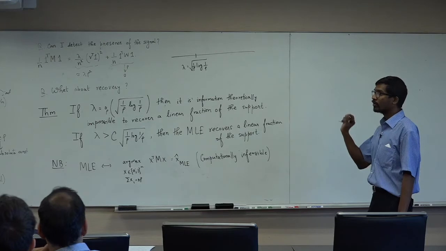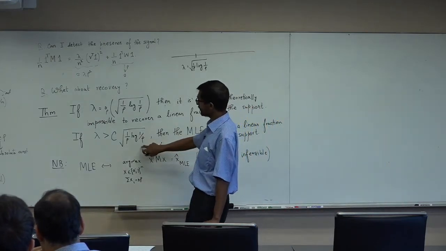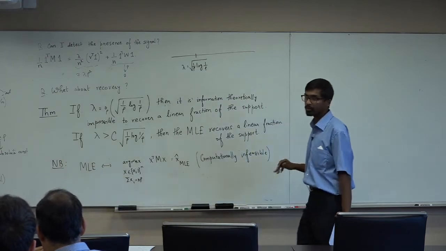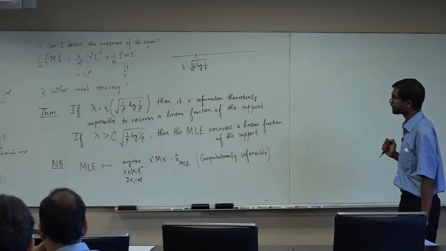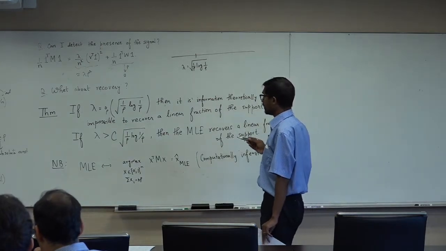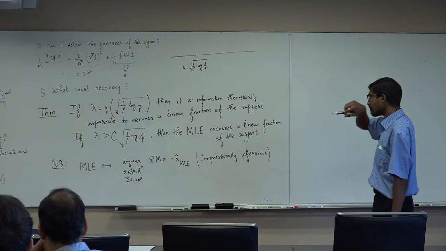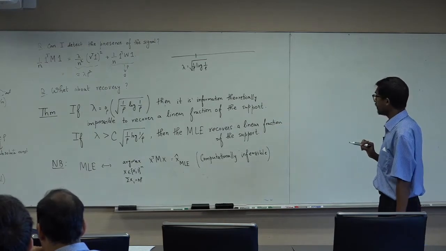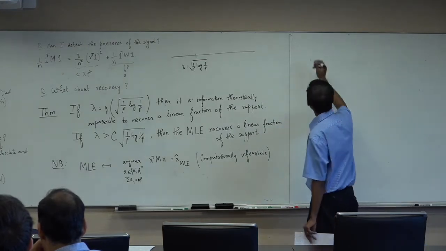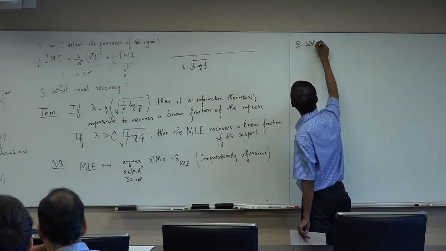I don't even know if the transition is really sharp or not. At least I know that there is some large enough constant for which it will work. Okay. So what about our favorite algorithm? Let's say spectral, right? So what about spectral?